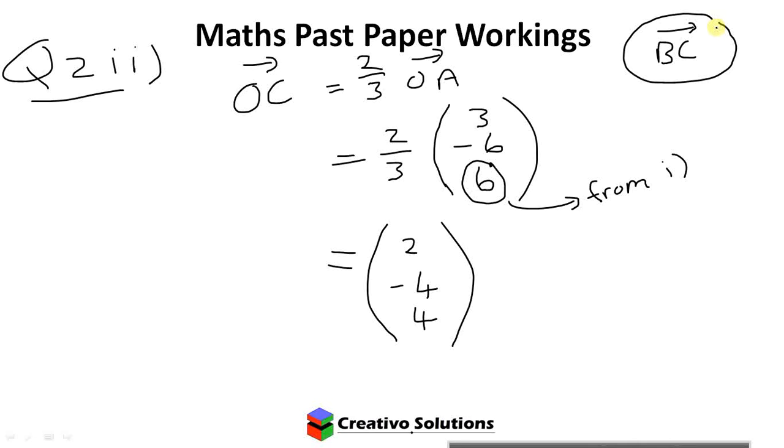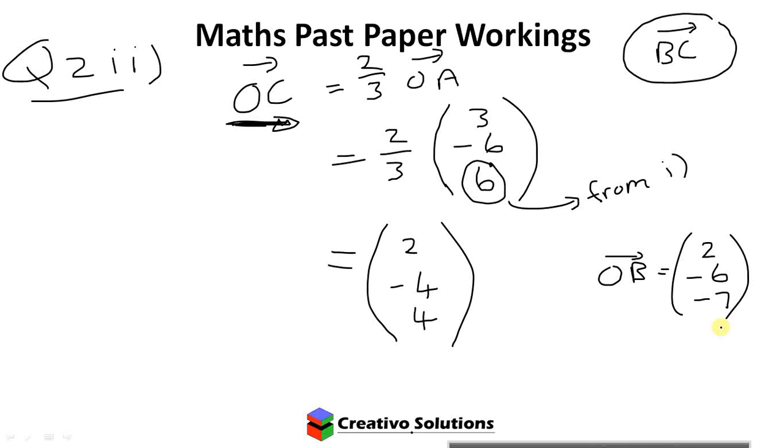Alright, but now we need to get B. Did they give us B? They gave us OB. Okay, so you've got OC, and OB is given in the question. Let's write down OB as well. What is OB? Just go back to that page. OB was 2, minus 6 and minus 7. That's from the question. Do you see that?